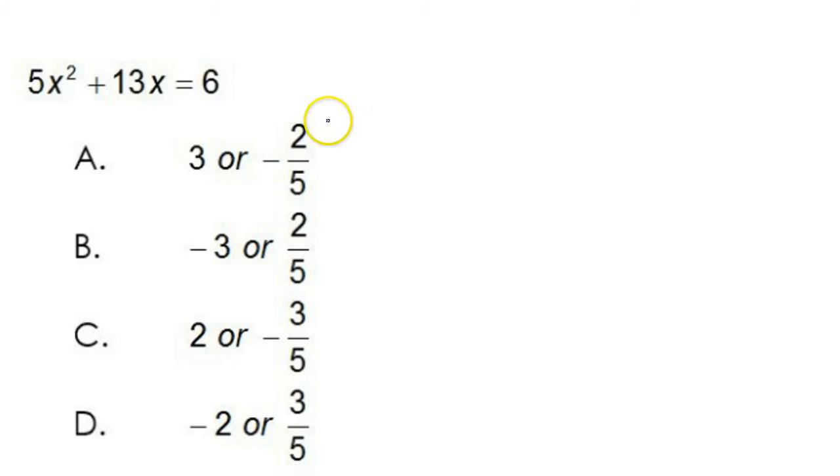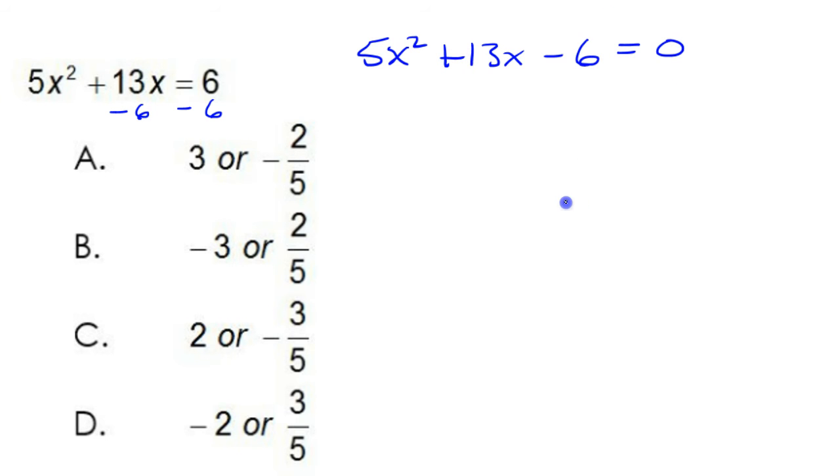In this video, we will solve this quadratic equation by factoring. So when you're going to solve an equation by factoring, you need to have 0 on one side. So your first step should be to subtract 6 from both sides. So now we have 5x squared plus 13x minus 6 equals 0.